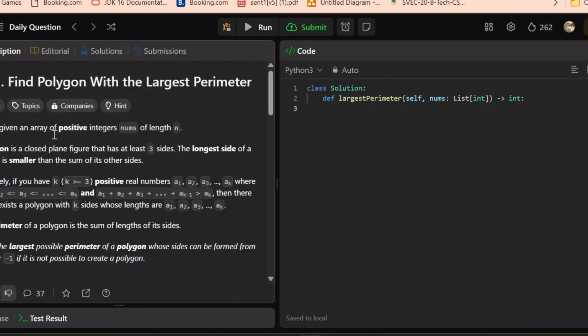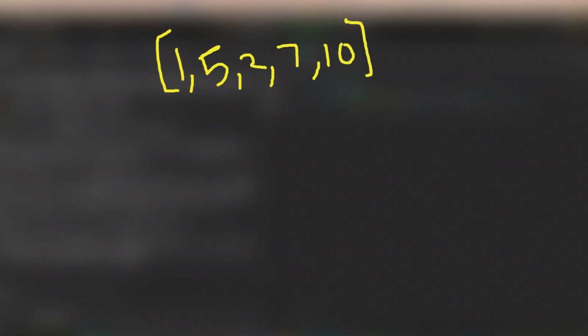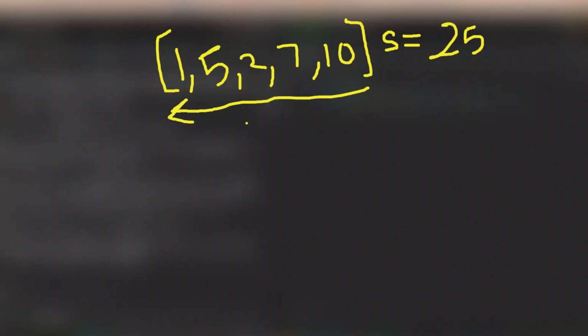Okay, so let's take a simple example. Consider an array of 1, 5, 2, 7 and 10. Let's do this. So first approach will be a backward iteration. Let's say the sum of this array will be 25. So first I will traverse backwards. First I'll take 10 as the current element, and the sum minus 10 will become 15.